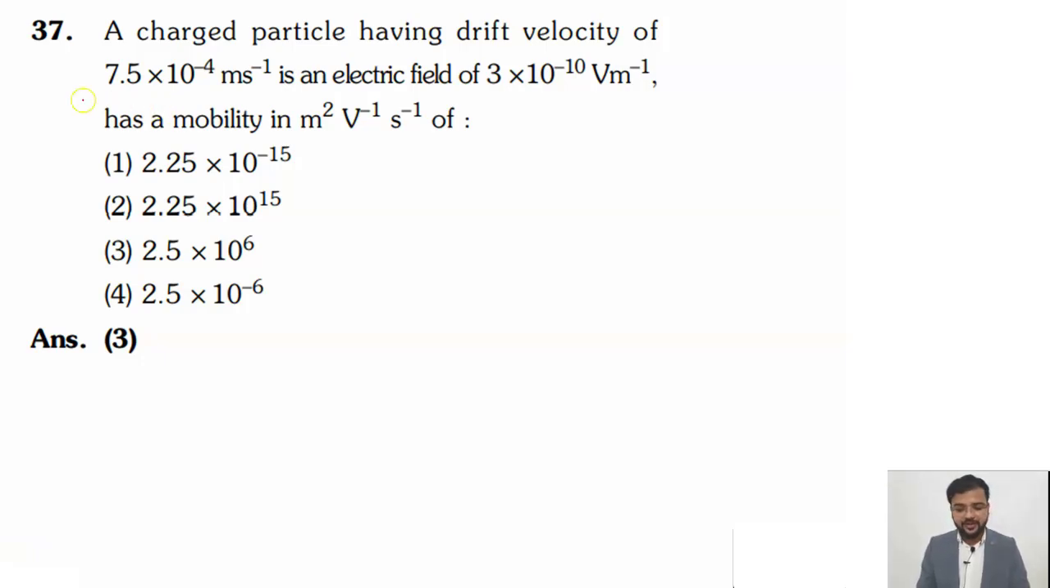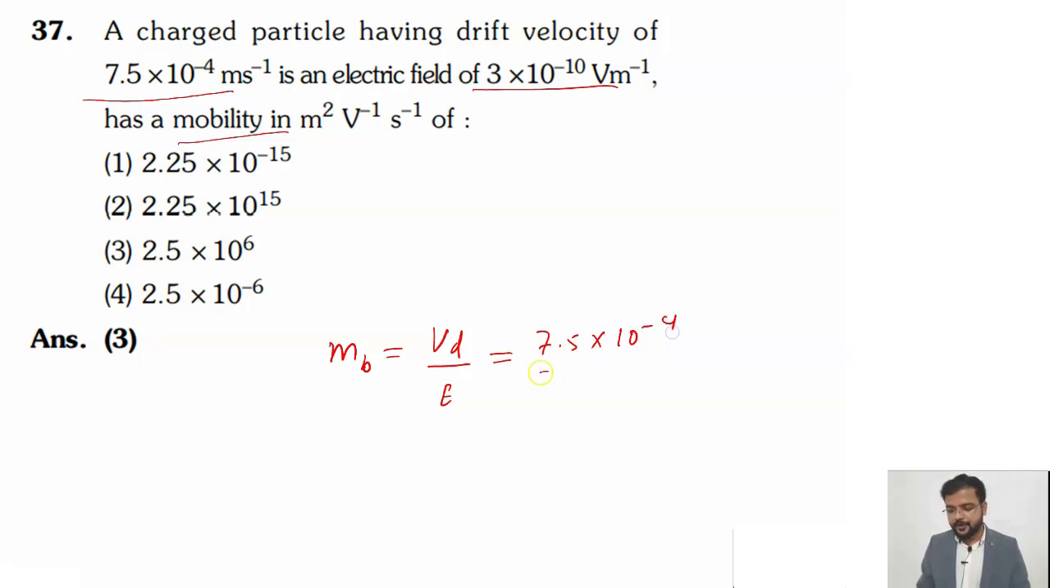Here drift velocity is given and electric field is given, and it is asking for mobility. So what is the formula of the mobility? Mobility equals drift velocity by electric field. Drift velocity is 7.5 into 10 raised to minus 4, correct? And electric field is 3 into 10 raised to minus 10. After solving this equation you will get option number 3. Let's see the next question.